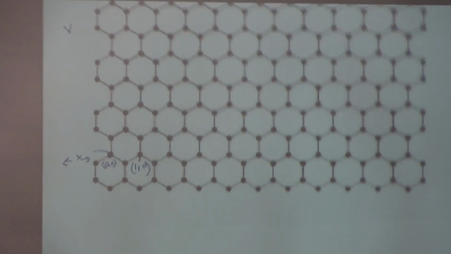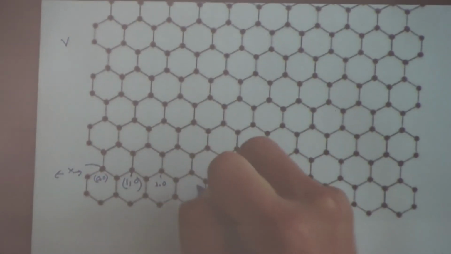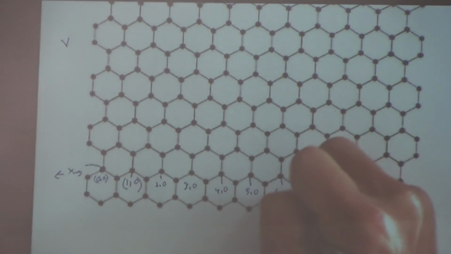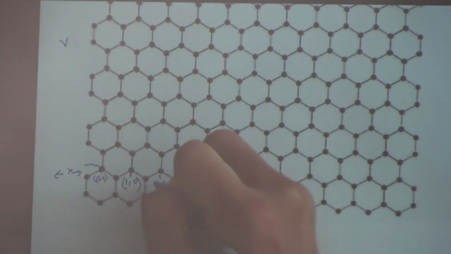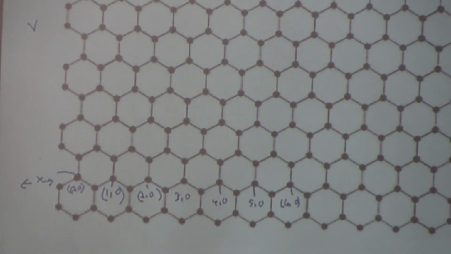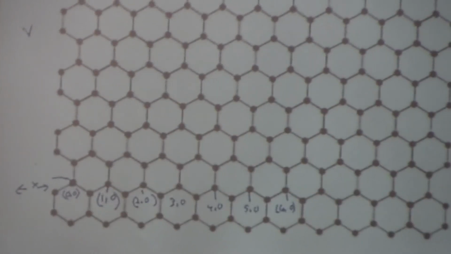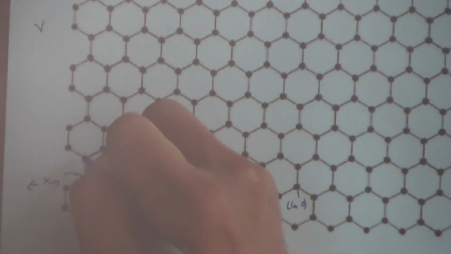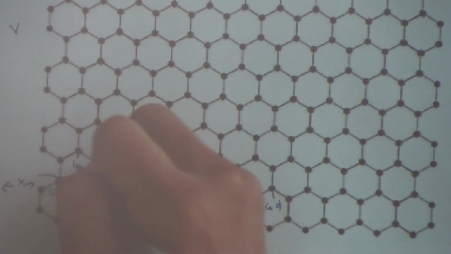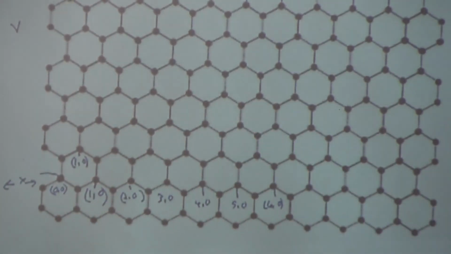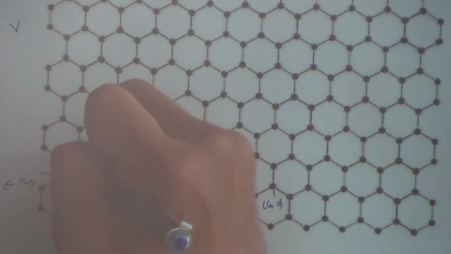Okay, so this one's 1, 0. So 2, 0, 3, 0, 4, 0, 5, 0, 6, 0. So that's our x direction. The confusing thing here is that in the y direction, this is not 1, 0. I'm sorry, 0, 1.